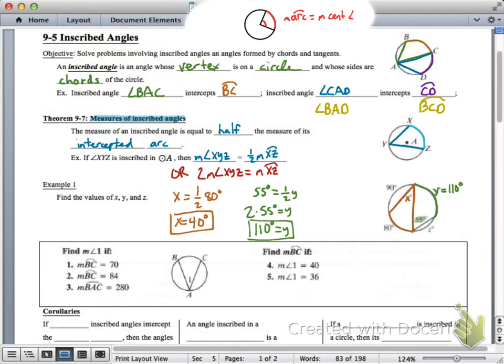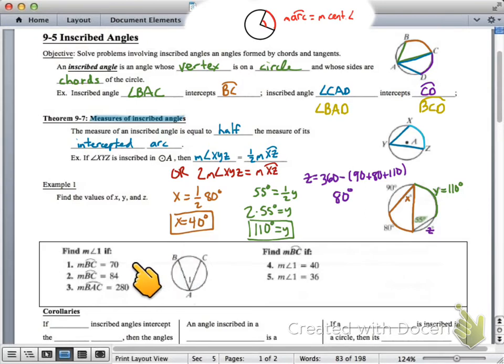To find Z, Z is an arc that is not intercepted by an angle. We could make an angle over here that intercepts it, but we don't know what its measure would be. But what we do know is that, except for Z, we have arcs of 80, 90, and 110. All of those arcs added together equal 360. So Z is equal to 360 minus the measure of those three arcs, or 80 degrees.